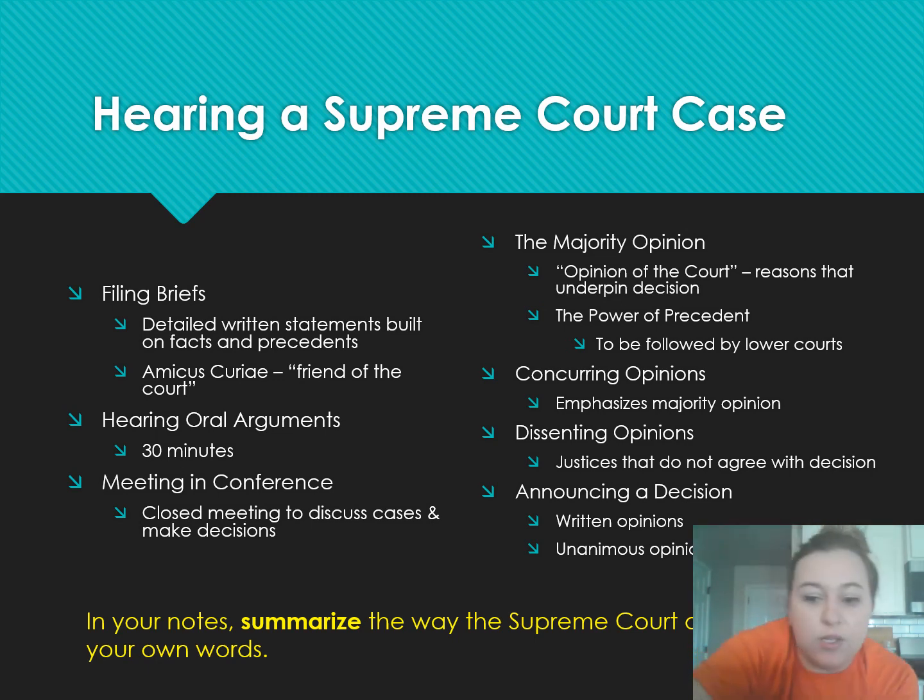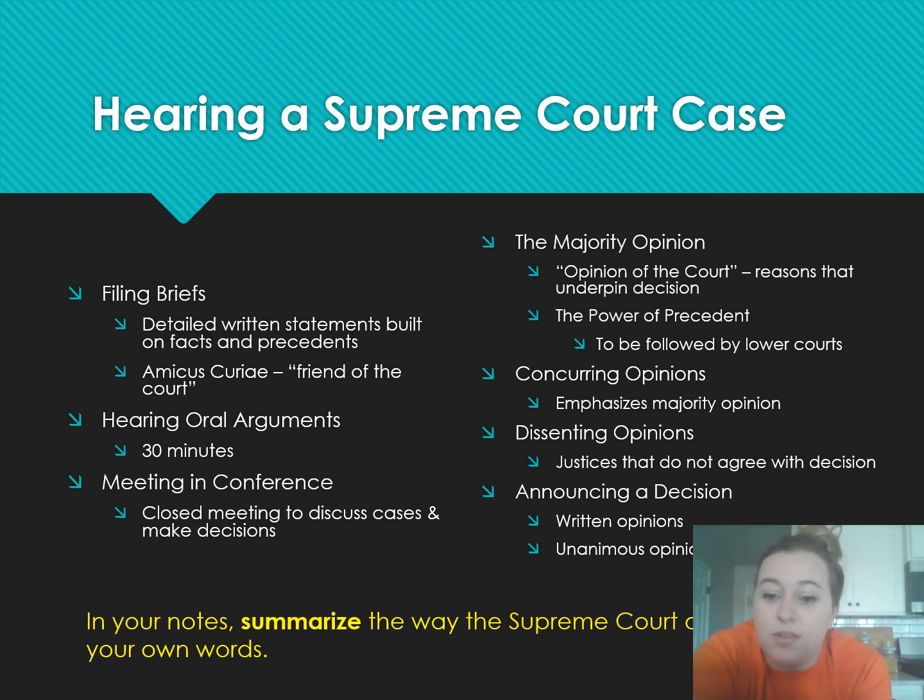However, the actual decision making of the Supreme Court is done in conference. So this is a closed meeting with just the justices, right? The 9 of them, and they discuss cases and they make decisions. And the only way that we know what in the world they decided is they write about it. So they publish, depending on the decision, they can publish 3, 4 different opinions.